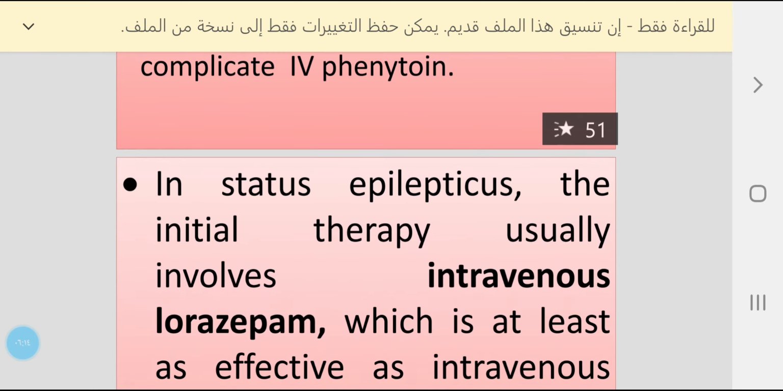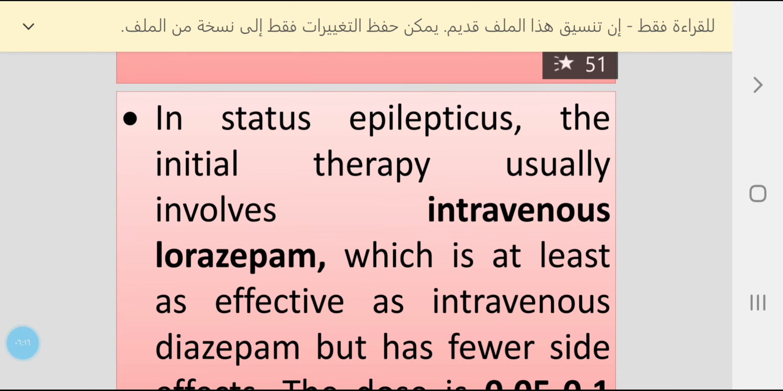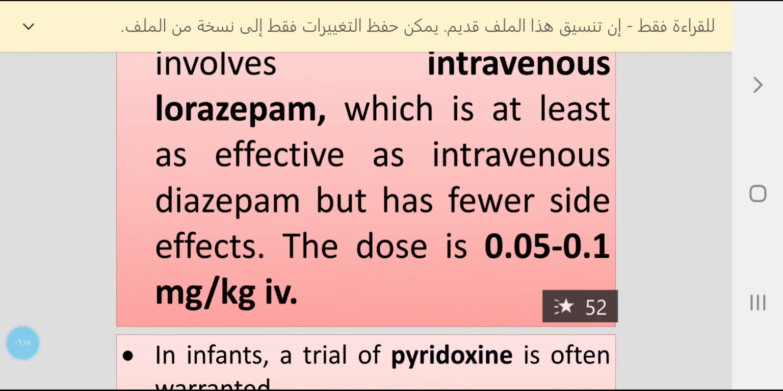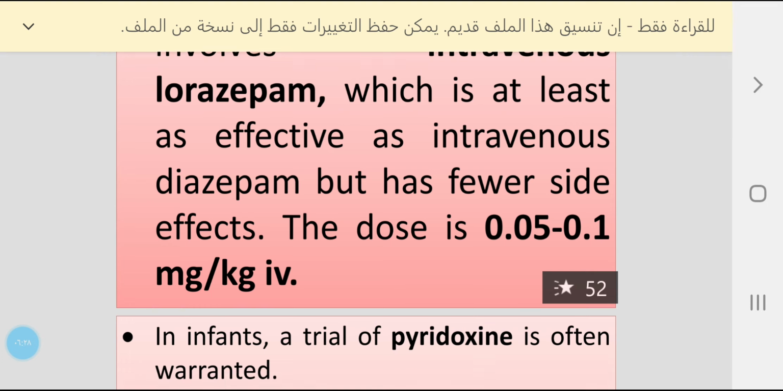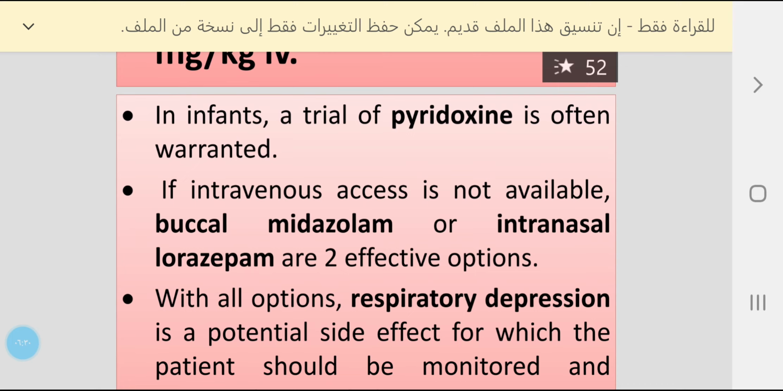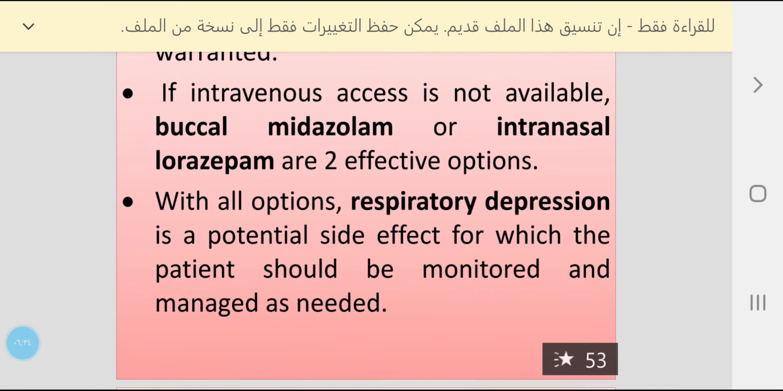In status epilepticus, the initial therapy usually involves intravenous lorazepam, which is at least as effective as intravenous diazepam but has fewer side effects. The dose is 0.05 to 0.1 milligram per kg IV. In infants, a trial of pyridoxine is often warranted. If intravenous access is not available, buccal midazolam or intranasal lorazepam are two effective options.